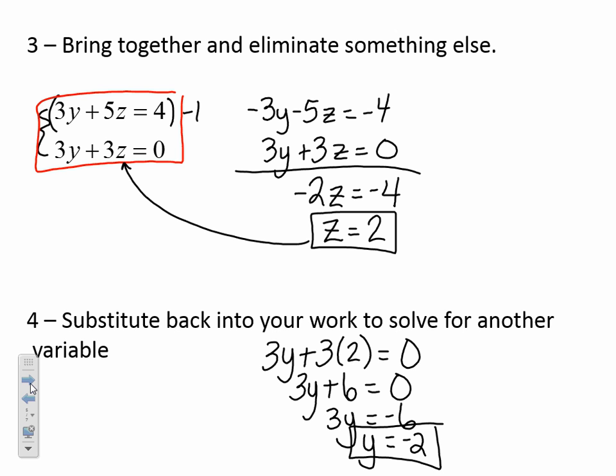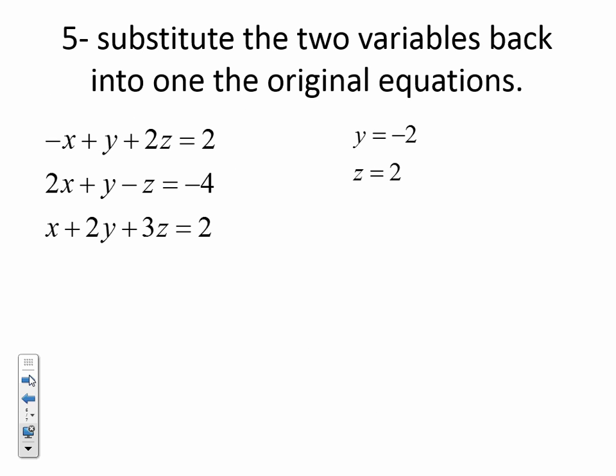So now we know z and we know y. We can use those two facts. z is 2, y is negative 2, and now we can take those facts and plug them back into one of these three original equations. Maybe I will stick them into this bottom one down here. Both of those can get stuck into that, and we'll solve for what's left, which is the x.